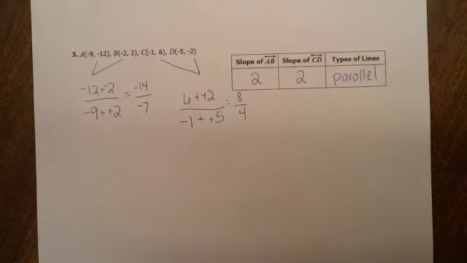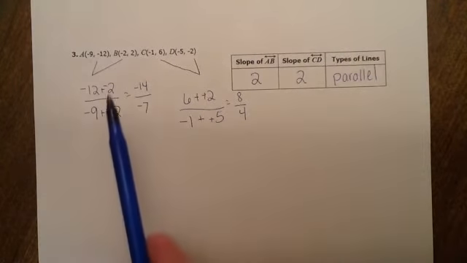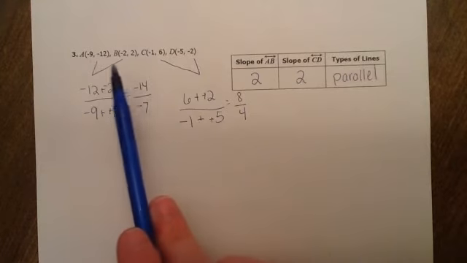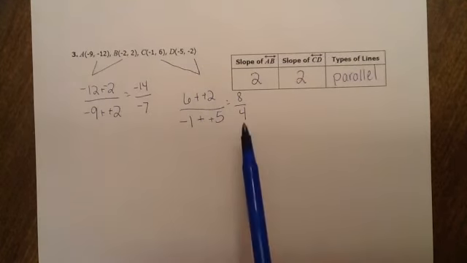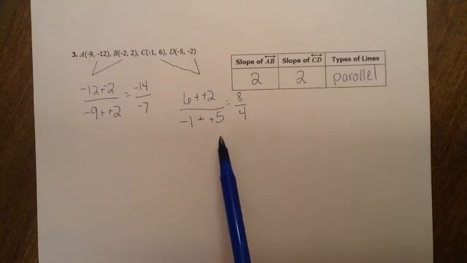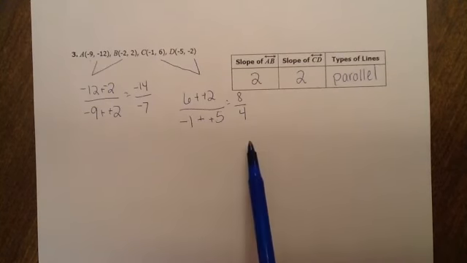Parallel lines have the same slope. Use your slope formula to find the slope of one line, the slope of the other. Check to see, are they the same or opposite reciprocal? Nice job today, mathematicians.